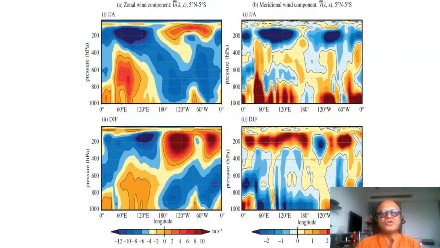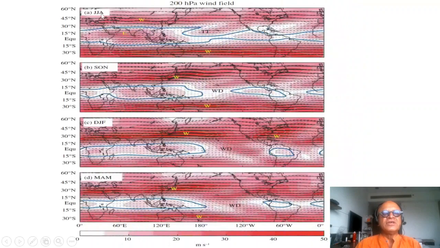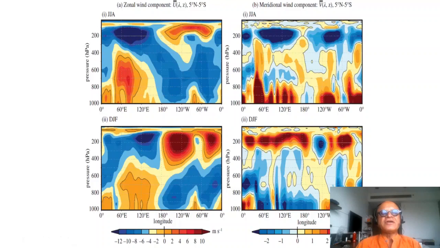Okay, we can also look at the longitudinal variability of the deep tropics in terms of zonal wind component. These are just different seasons, June, July, August, SON, DJF, MAM. Same thing here, but looking at zonal and meridional wind components in the longitudinal directions averaged over 5 north, 5 south, which is the deep tropics. So you can see we had again the, let's see here, this is zonal wind component, so this is positive, so westerlies and easterlies.